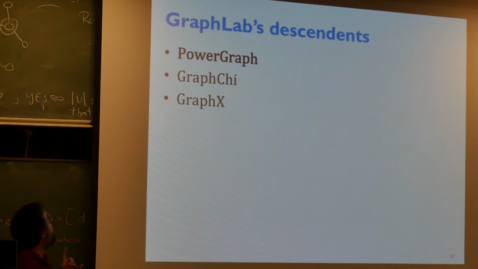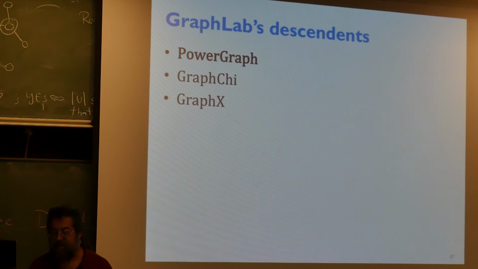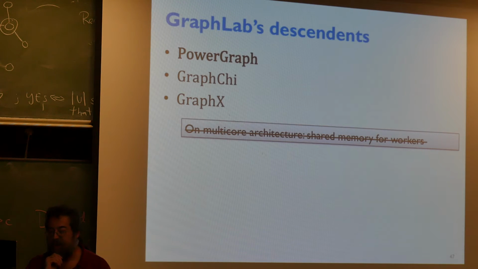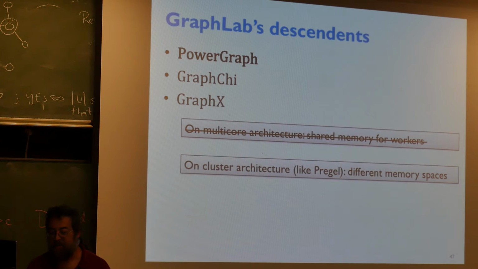All right, I've got two more things I want to talk about, and these are also both GraphLab descendants. One is called PowerGraph. PowerGraph is kind of aimed at the other end of things. GraphChi is for moderate-sized graphs that you could imagine doing processing on one machine. PowerGraph is for really big graphs.